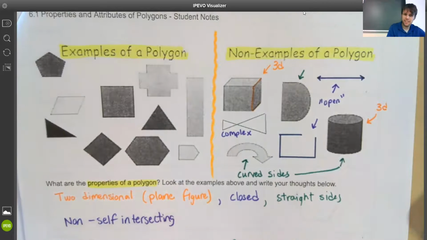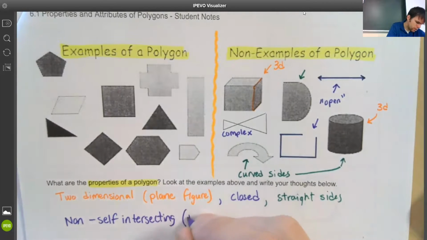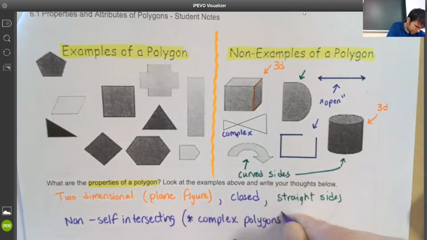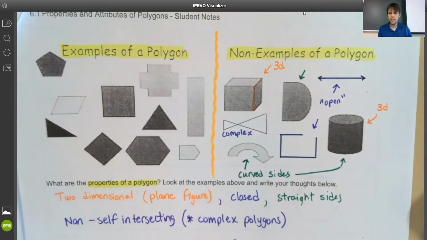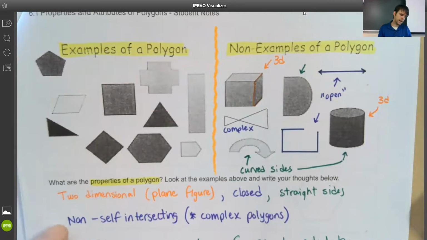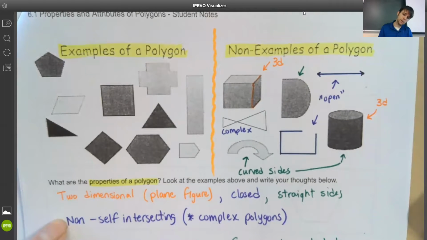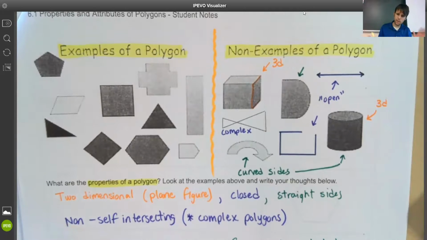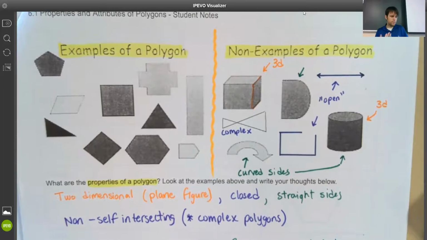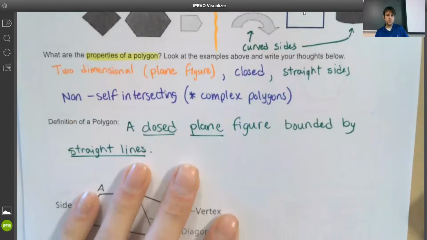I'm not actually going to add that to the definition because, again, some people call these complex polygons. We're not really going to work with them in this class, but it's worthwhile just to know that they exist and to have that conversation. Again, I'm not going to add that to the definition that we write down, but it's something to think about, and our textbook does not include those as polygons. All right, let's go ahead and move down and look at this definition that I wrote down.